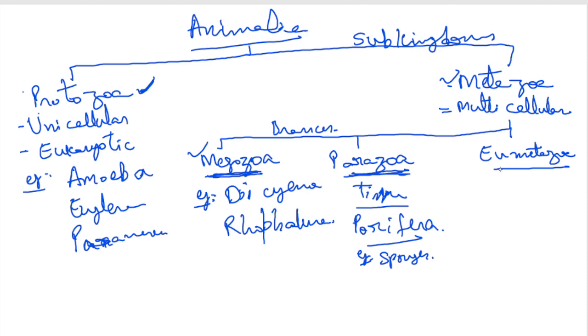The next one is Eumetazoa. The Eumetazoa are multicellular animals with well-defined tissues. Parazoa don't have any tissues, but Eumetazoans have well-defined tissues. They have organs, organ systems and a grade of organization, and they are the well-developed branch of Animalia. From Coelenterata to Chordata, all belong to Eumetazoa: Coelenterata, Platyhelminthes, Nematohelminthes, Annelida, Arthropoda, Mollusca, Echinodermata and Chordata. That's about the Eumetazoa.